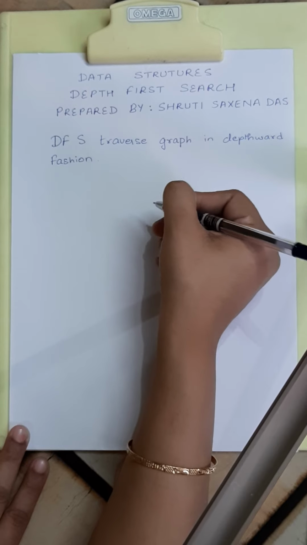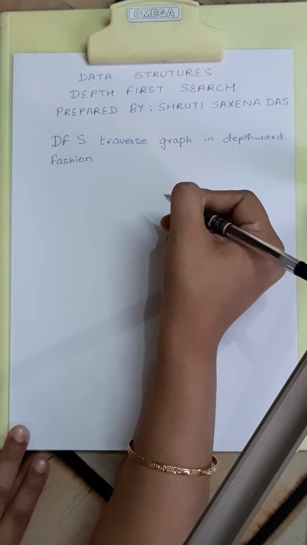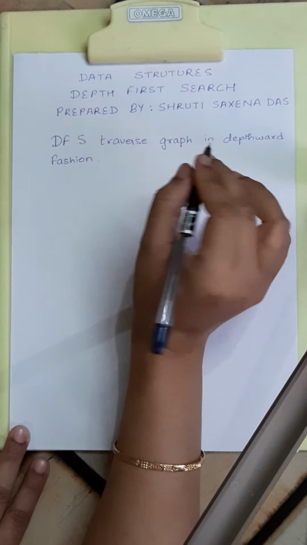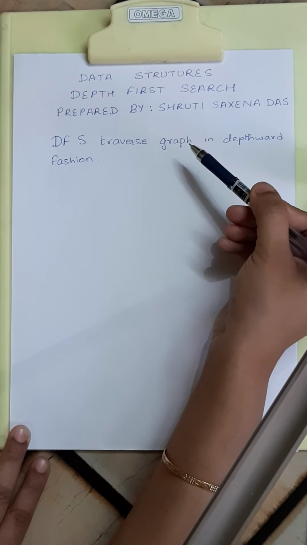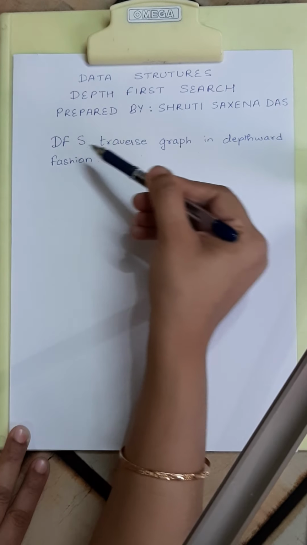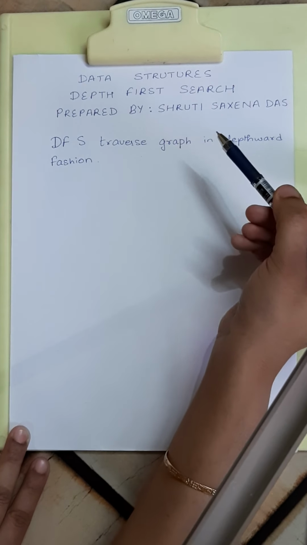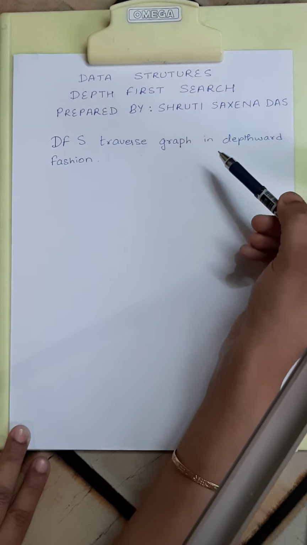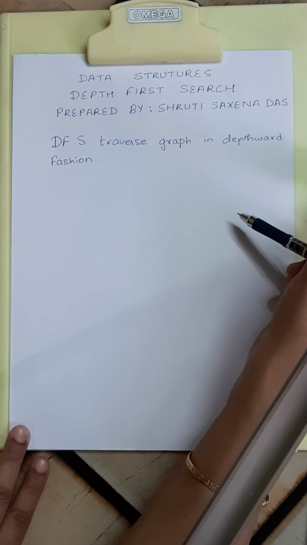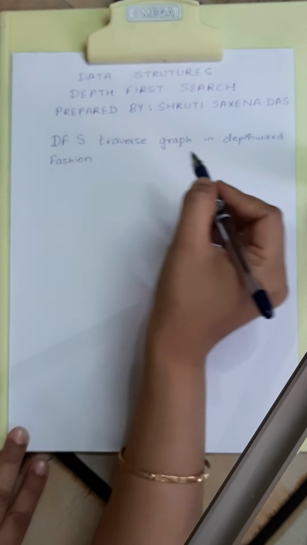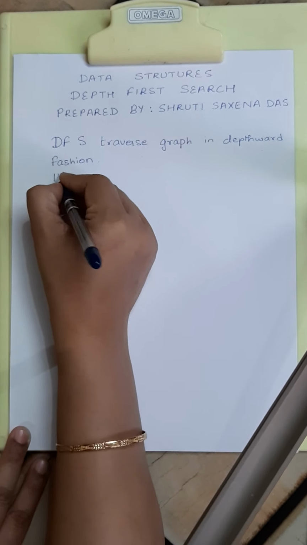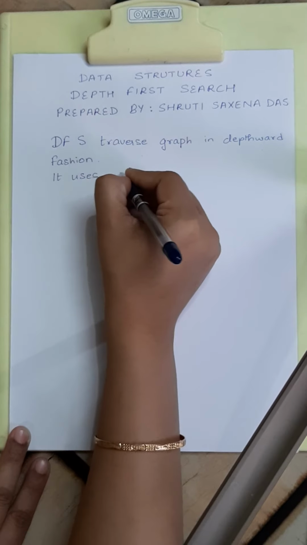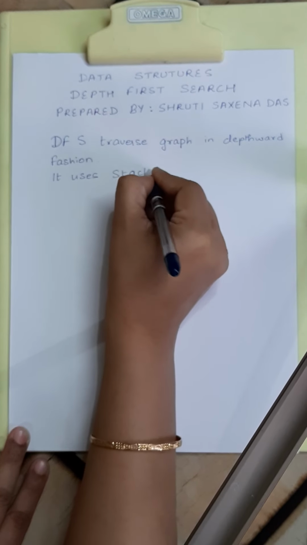Traversing means that we have to visit each node at most once. And for traversing nodes in a graph we have two algorithms, BFS and DFS. In case of DFS, we are going to visit nodes in depth wise fashion. Secondly, it uses a stack. BFS was using a queue for this purpose. Here we are going to use a stack.